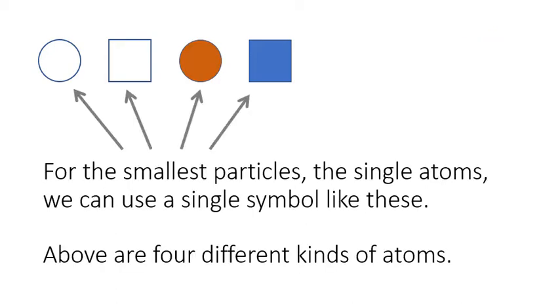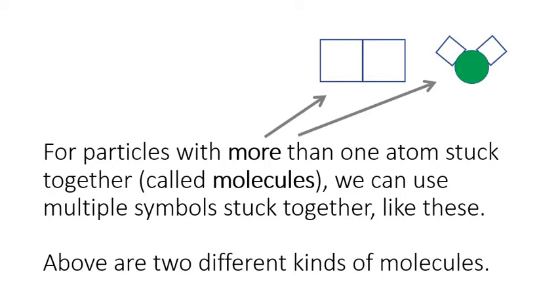For the smallest particles, the single atoms, we can use a single symbol, like these. Above are 4 different kinds of atoms. The blank circle is 1, the blank square is 1, the orange circle is 1, the blue square is 1. For particles with more than one atom stuck together, called molecules, we can use multiple symbols stuck together, like these. Above are 2 different kinds of molecules. One of them is 2 squares stuck together. One of them is 2 squares stuck to a green circle.